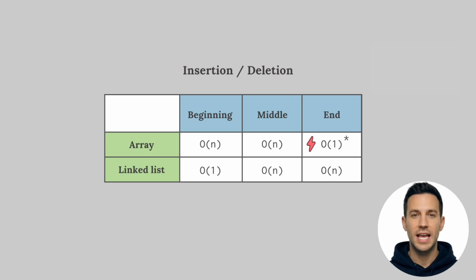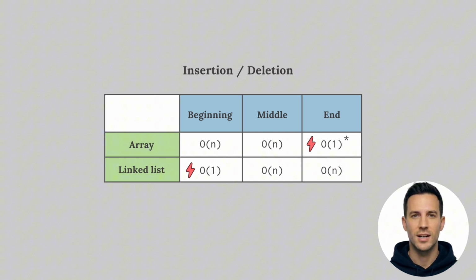Arrays are faster at the end. They can jump straight to the last position, no traversal needed. Though there's a small nuance here depending on the type of array, but that's a topic for another time. But linked lists win at the beginning. For arrays, adding or removing at the start means shifting every element. Here, it's just one step.